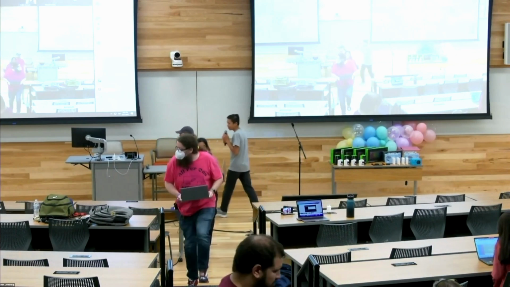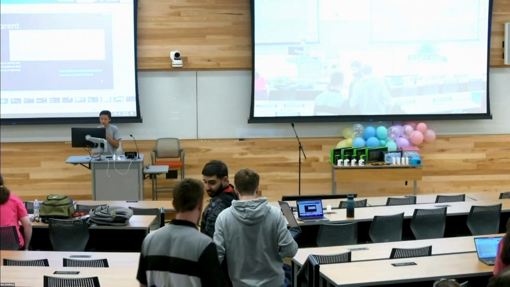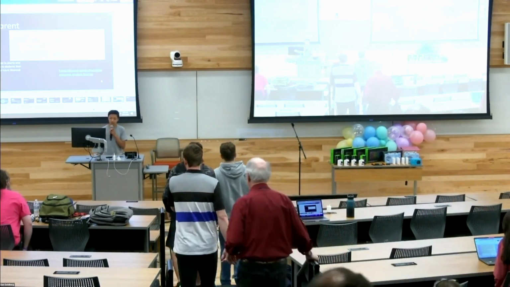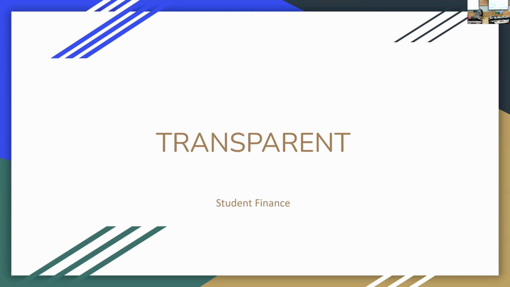So our next project is called Transparent. Yeah, Transparent was created to clearly and concisely communicate to students their best personal paths to future financial success. So, yeah. All right. So we are Transparent Student Finance. I guess our team name is actually Chappie, if you've seen us in the Discord.